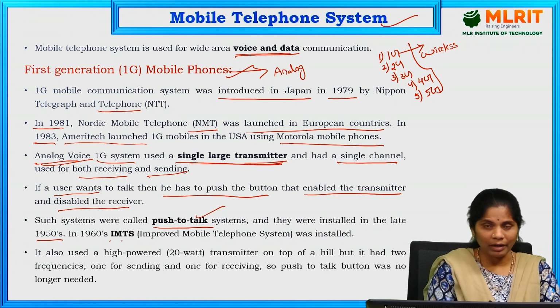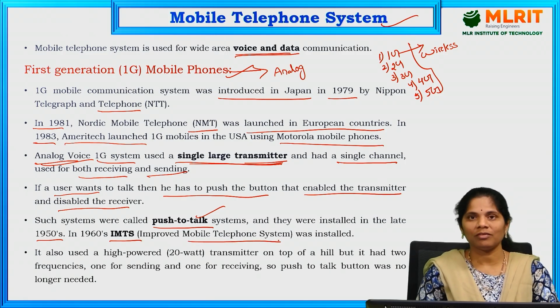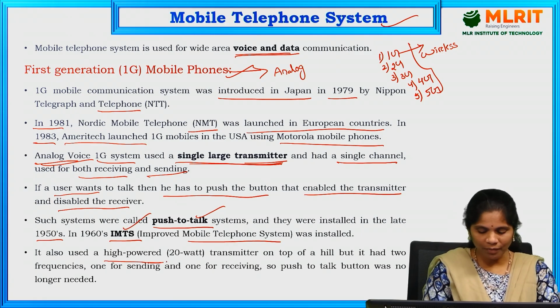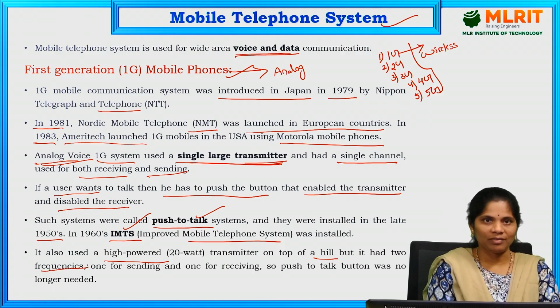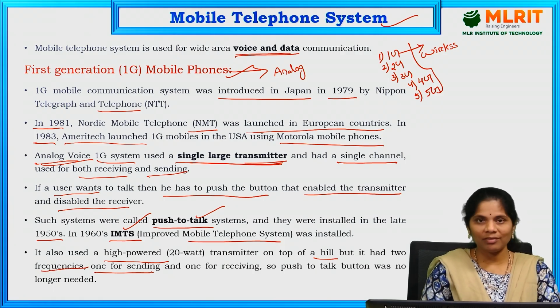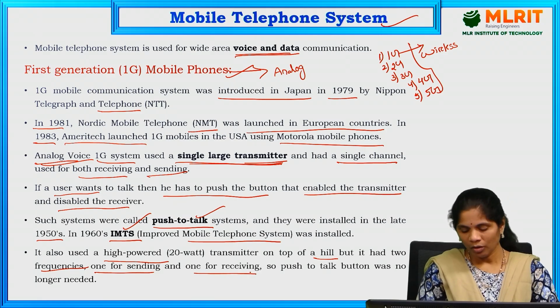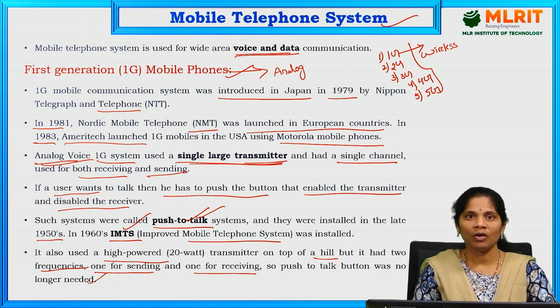Afterwards, we used IMTS in the 1960s. That is the Improved Mobile Telephone System, which was installed in the 1960s. The main use of IMTS is that it has a high power transmitter on top of a hill, and it has two frequencies. One frequency is for sending and another frequency for receiving the data. So the push-to-talk button that we used previously is no longer needed. That is the disadvantage of push-to-talk systems.